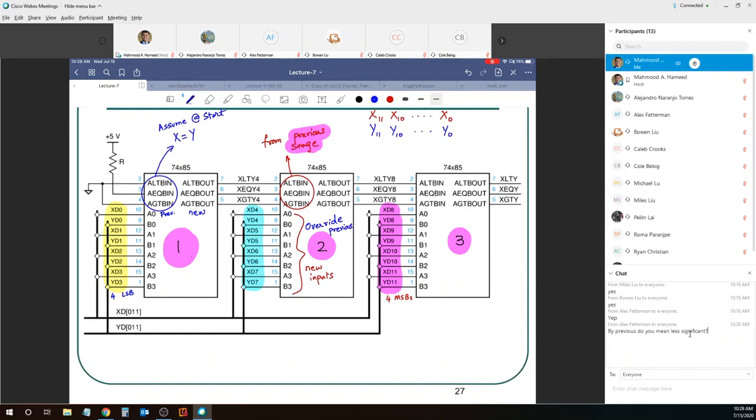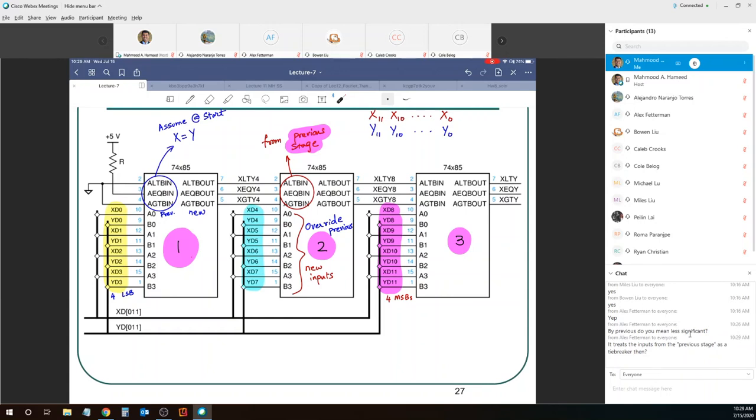So suppose, what I mean by this is this. Suppose based on this comparison, A is less than B, right? A is less than B. If A is less than B and earlier A was equal to B, then because the new inputs suggested A is less, it will override whatever came from earlier, the previous comparison. I hope that is making sense.